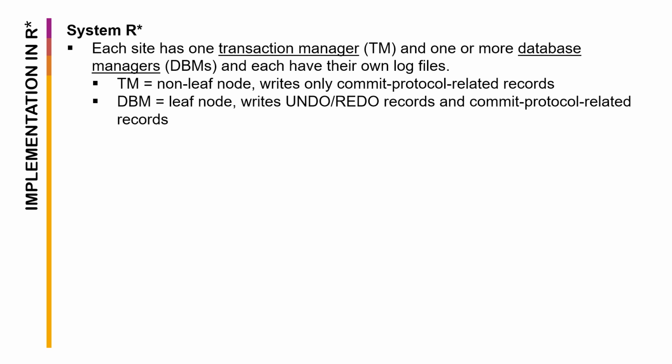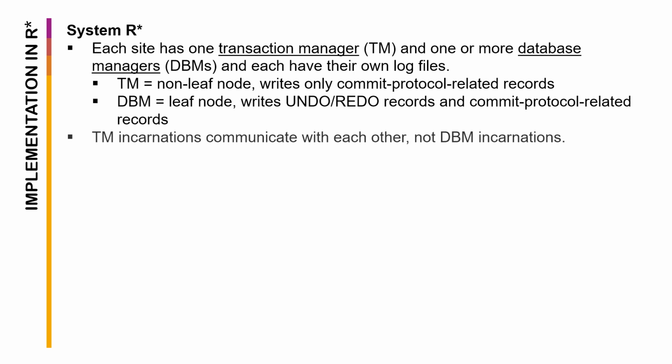Now, the transaction manager is a new component as of the paper's writing, and its function is to manage the commit protocol, perform local and global deadlock detection, and assign transaction IDs to new transactions originating at that site. In that sense, transaction managers are the non-leaf nodes of a process, and they write only commit protocol related records, while database managers are the leaf nodes of the process, which write undo or redo records and commit protocol related records. When different processes communicate with each other during the execution of a commit protocol, it is actually the transaction manager incarnations that communicate with each other and not the database manager incarnations.